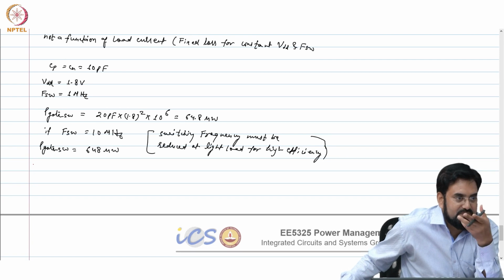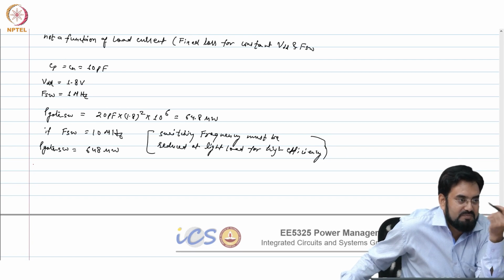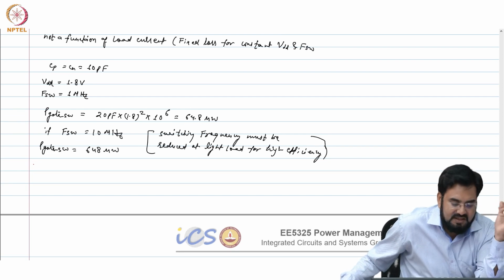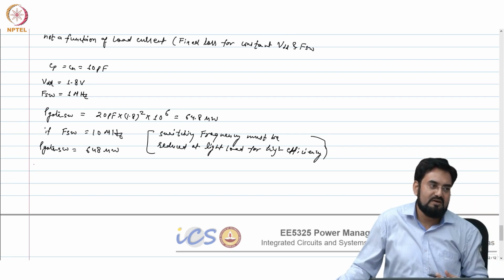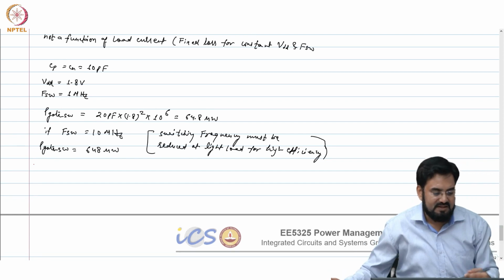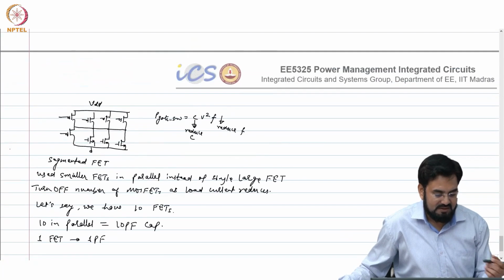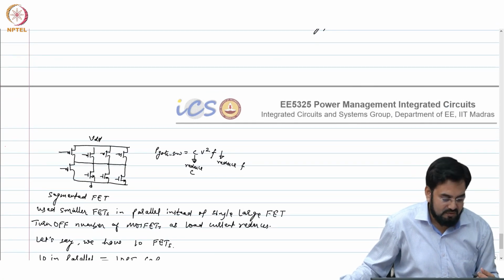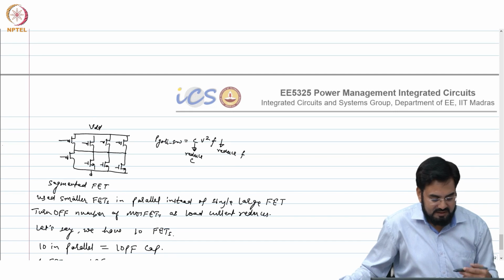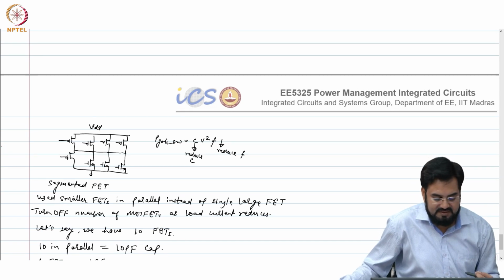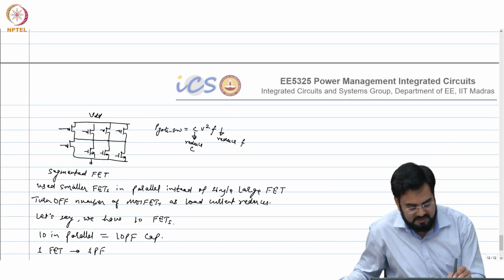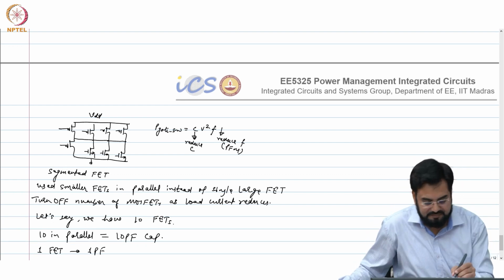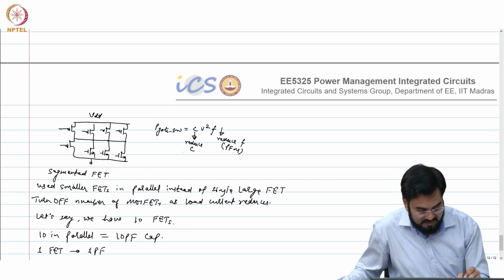So let's say you reduce the supply by 3 times, you reduce the power by 9 times. Okay, but that makes your design very complicated, so usually we don't use that method, but this is a very common method used: segmented FET and scaling down the switching frequency with the load current. That scaling down of the frequency is also called PFM, pulse frequency modulation, and this is segmented FET.